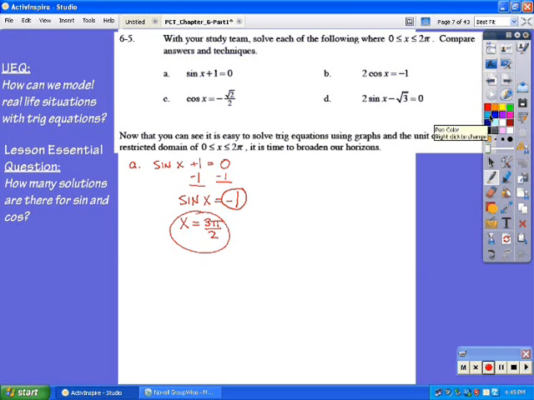Letter B, 2 cosine of x equals -1. Again, solving an equation. Isolate the variable, so we're going to divide by 2, divide by 2. So I get cosine of x equals -1/2. Is -1/2 a number on our unit circle? Yes, it is. So I do not need a calculator.